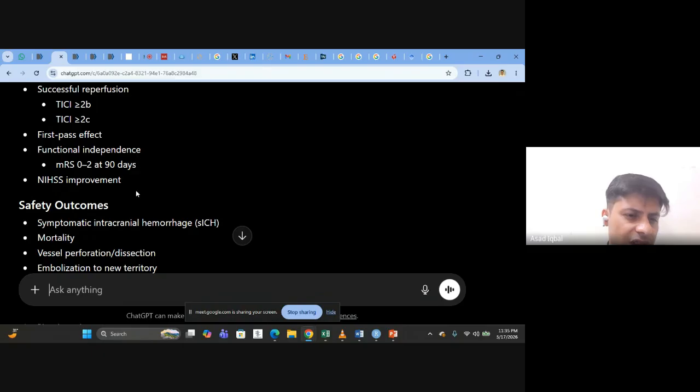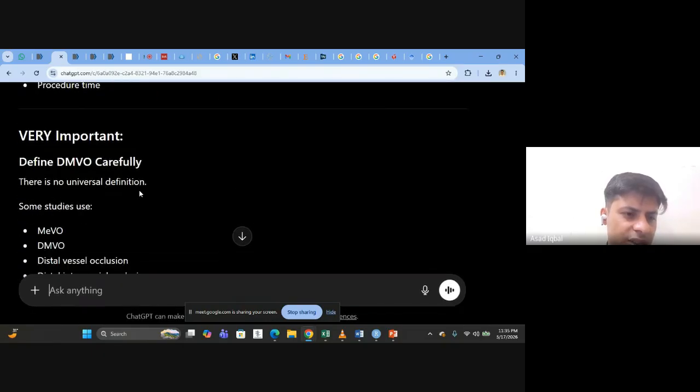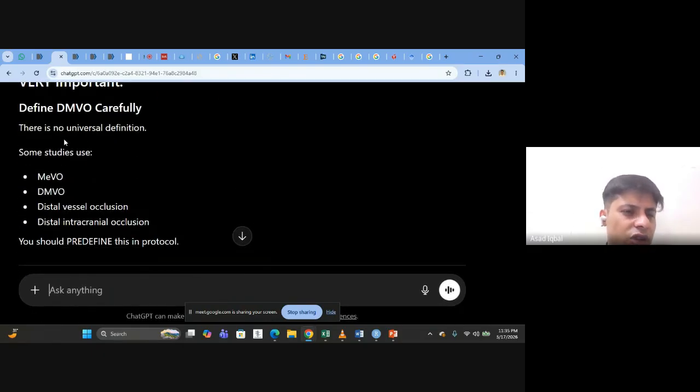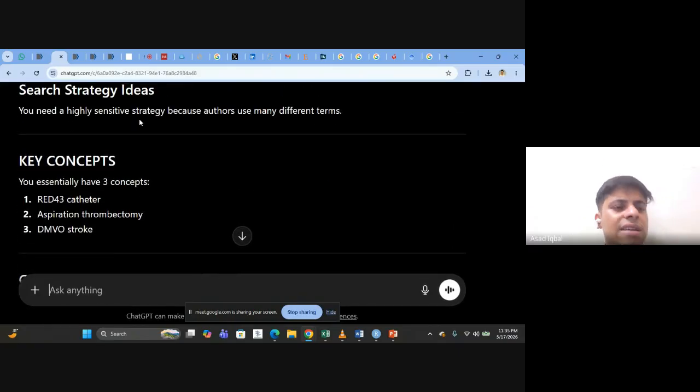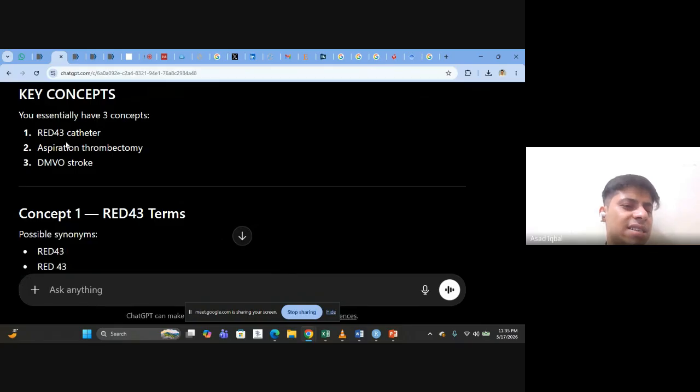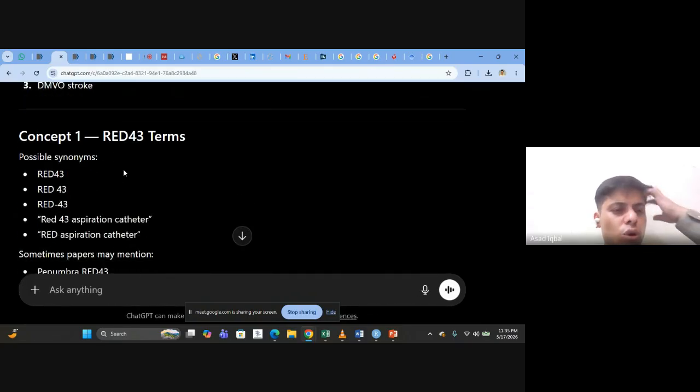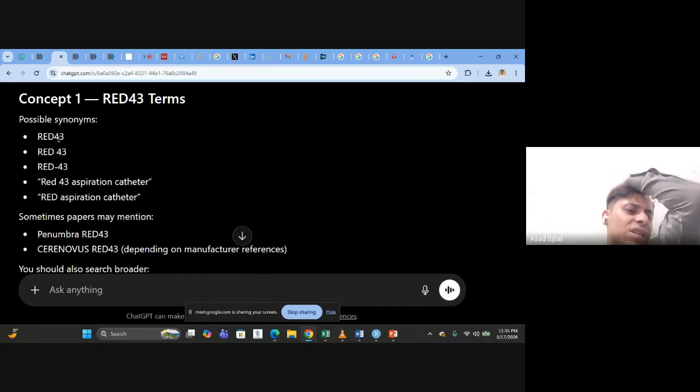First pass effect, functional independence in the secondary outcome, technical success very important. Define DMVO for the new zone of interest, such strategy ideas. The search should be highly sensitive because others use many different terms. Key concept terms: aspiration, thrombectomy, DMVO, stroke. Possible synonyms: REDUCE 4.3, RED 4.3, RED-4.3, RED 4.3 aspiration catheter, RED aspiration catheter.